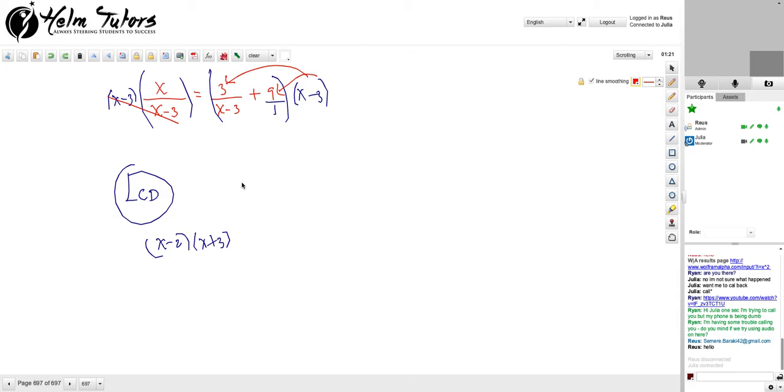Yeah, that's why on the right side, 3 over x minus 3 times x minus 3, these guys cancel. But then for the 9, it's 9 times x minus 3, and that's why it's 9x minus 27. You get that part, right? Yeah. Okay, cool.